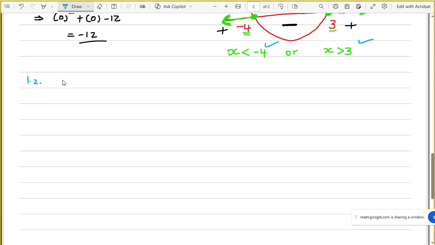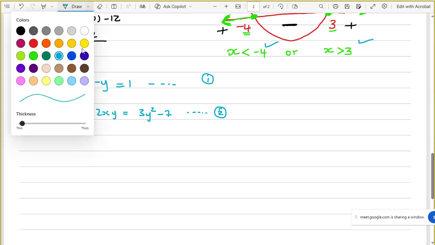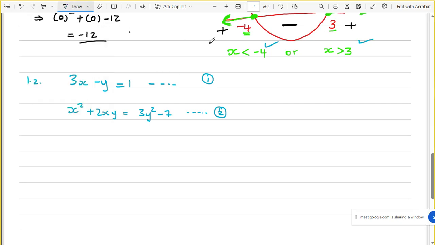So this is 1.2. You're going to take that 3x minus y equals 1. Say this is my equation 1. Then you take your equation 2, which is x squared plus 2xy equals 3y squared minus 7. We call this equation 2. So now you need to choose between these two equations. You need to choose the equation that is more simple, or the equation that is linear, which is equation 1.